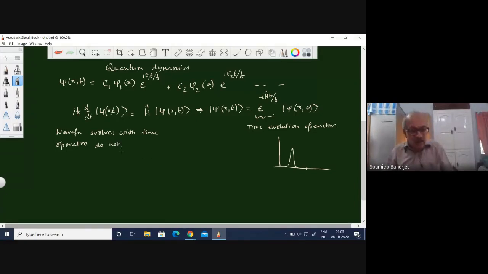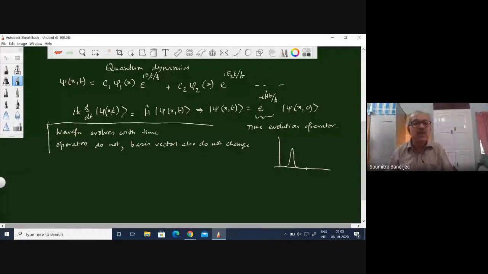And if the operators do not evolve, their eigenfunctions would also not evolve. And since the eigenfunctions form the basis set, the basis also does not evolve. Okay, so this is the picture that we had in our mind when we worked out all that, from the last semester to whatever we have done so far in this semester.